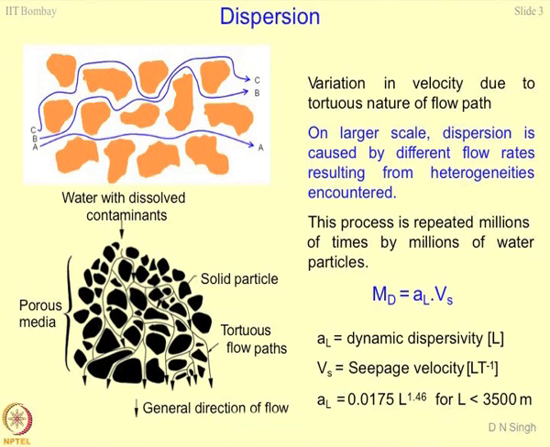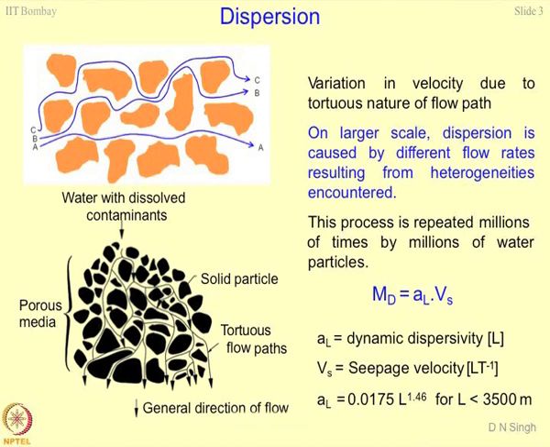Alright, okay. So, basically the way we define the dispersion phenomenon is, it's nothing but variation in the velocity due to the tortuous nature of the flow path. On a larger scale, dispersion is caused by different flow rates resulting from heterogeneities which are encountered in the porous media.